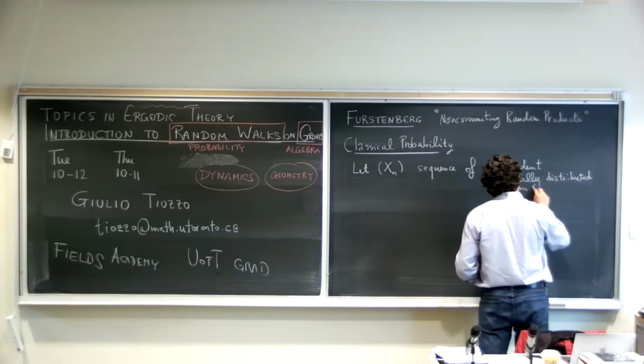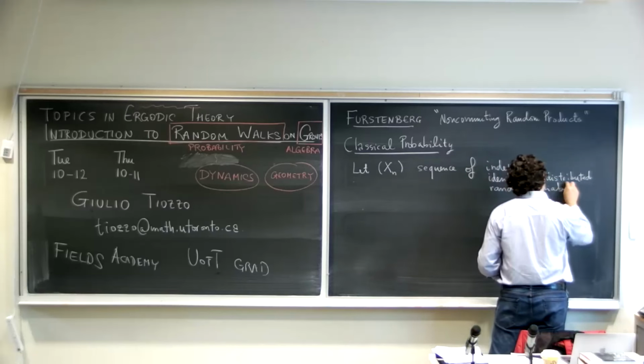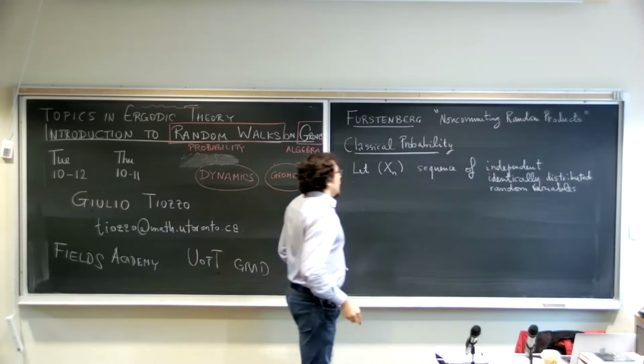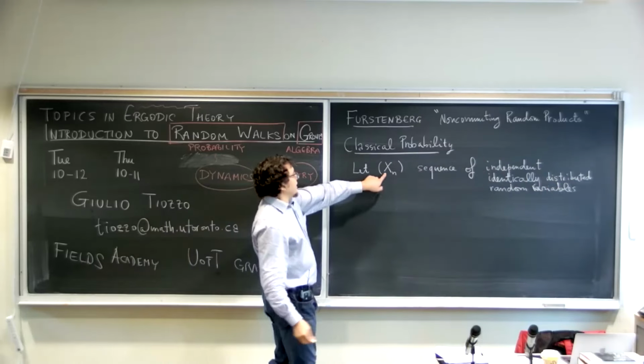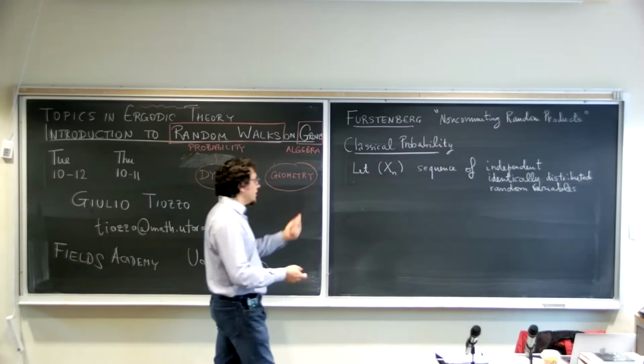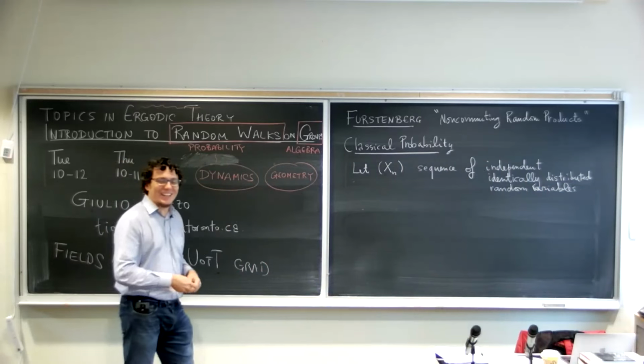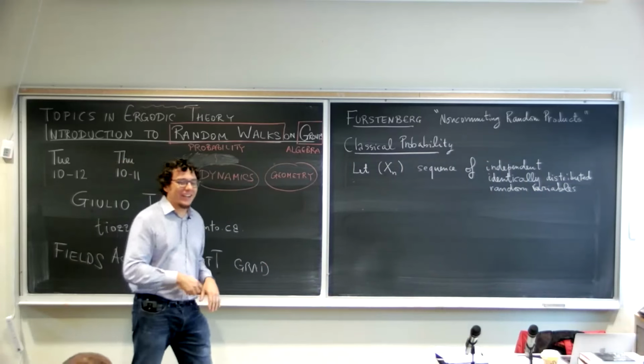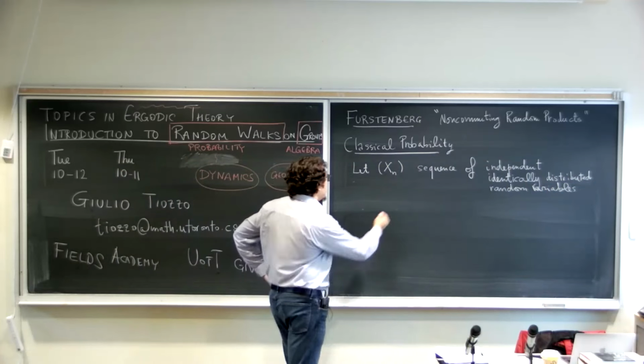So basically, for instance, Xn is zero if you toss a coin and you get head, and one if you get tail. That's the most famous example. And then what do you do?